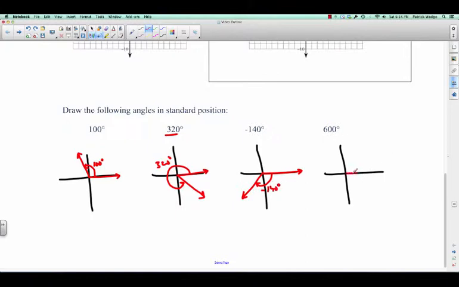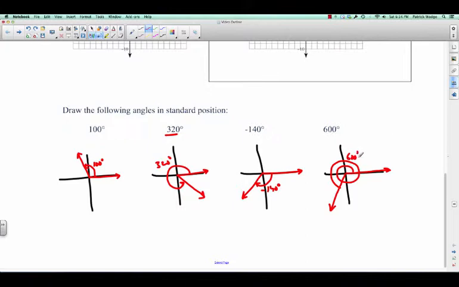Last one, 600. Initial side goes here. If we were to go all the way around, we're only at 360. If we want another 180, 360 plus 180 is 540, and then we'd have to go another 60. So somewhere around there, approximately, is the angle, and so our terminal side would come like this, and this whole thing would be 600 degrees.